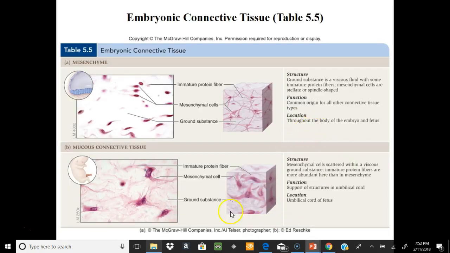So here you can see mesenchymal connective tissue. It's found all throughout the body, and it's the common source of all other connective tissue. This is mucous connective tissue. It has lots of mesenchymal cells in it.